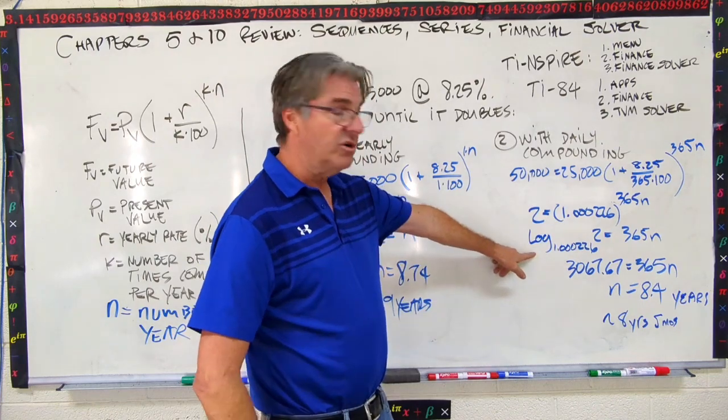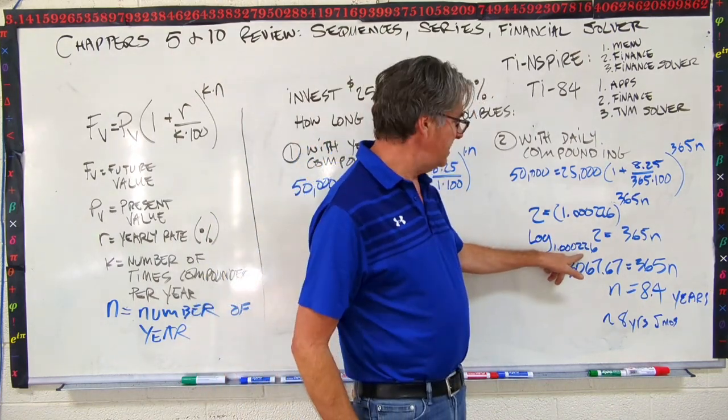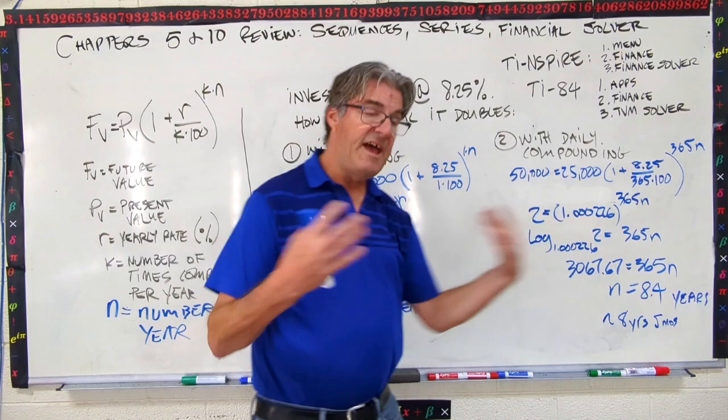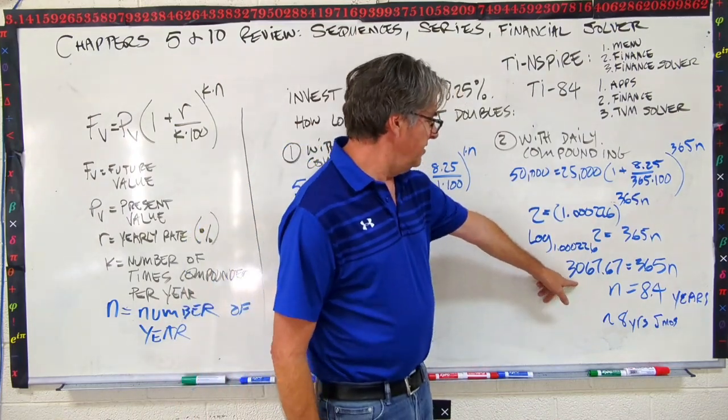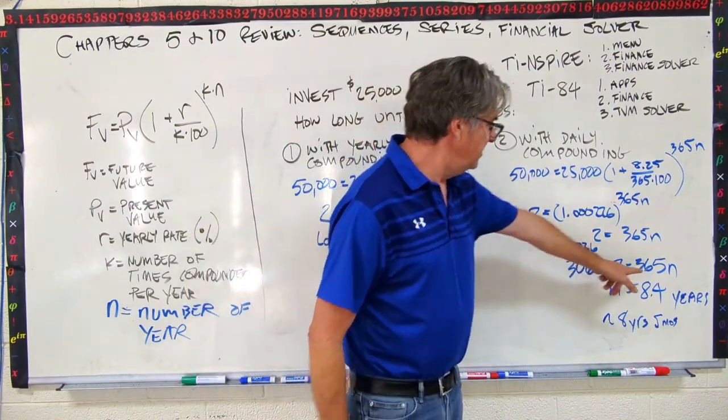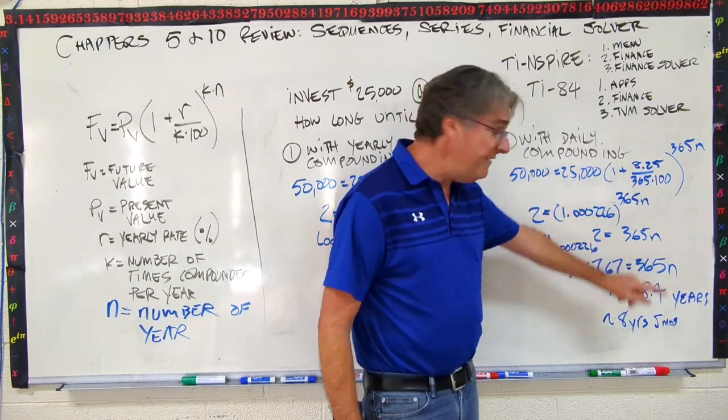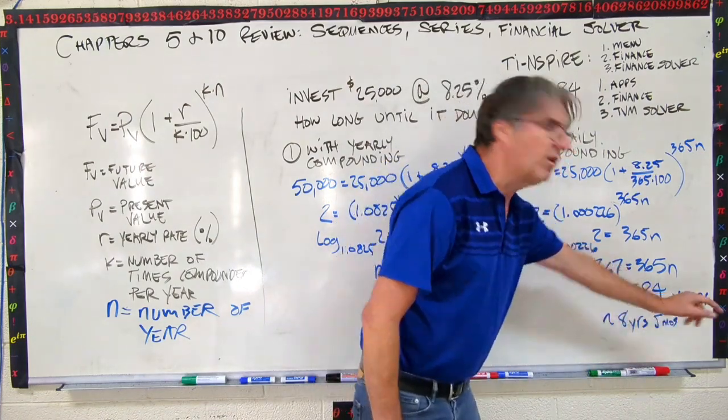Okay, so then I wrote my log equation. Log base of the big long decimal of 2 equals 365n. So that gives me this number, 3067.67. Divide through by 365, and I get n equals 8.4 years.